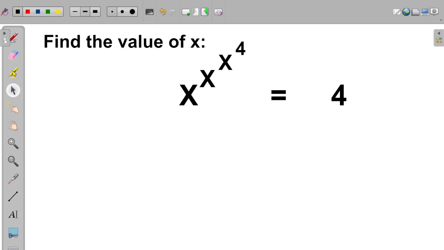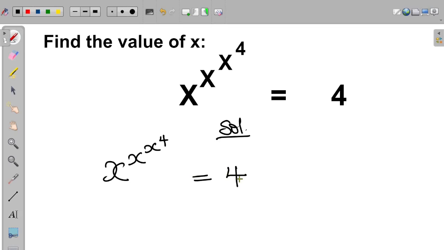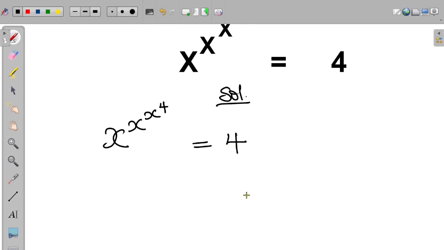In this video, we are asked to find the value of x. So we have that x to the power of x to the power of x to the power of 4 is equal to 4. Now, the first thing we do here is to make a simple substitution.